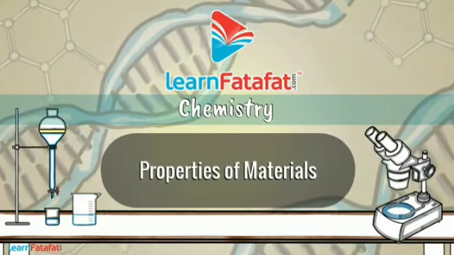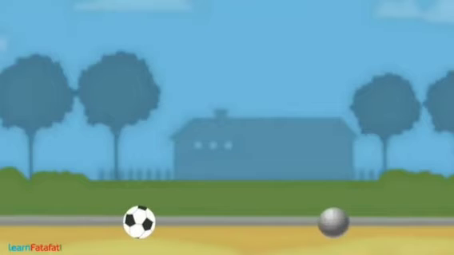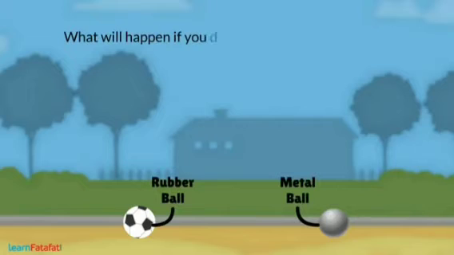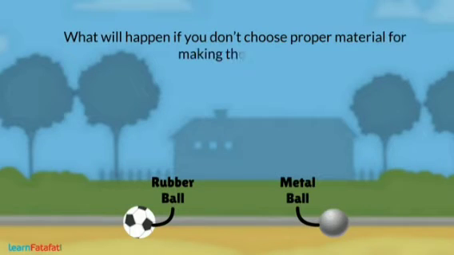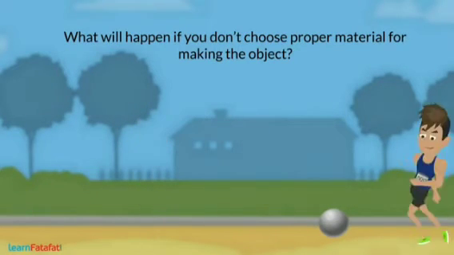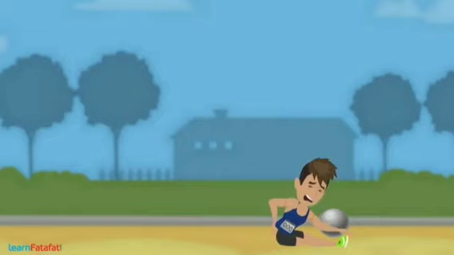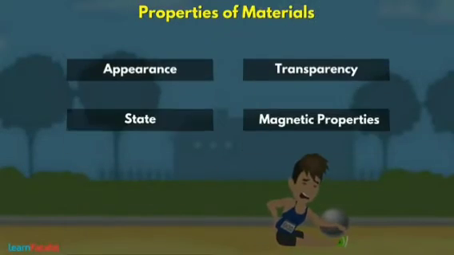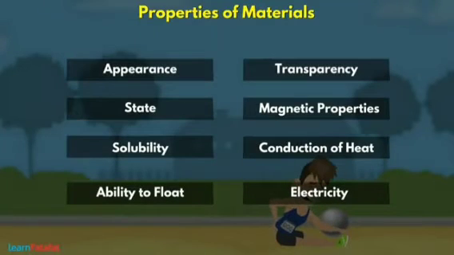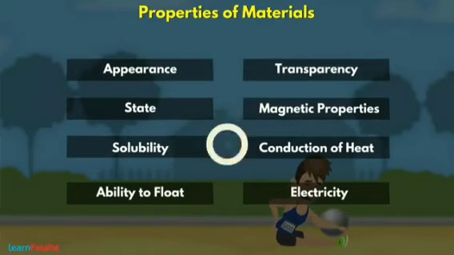Properties of materials. To solve a need, we make objects. These objects are formed from materials. What will happen if you don't choose the proper material for making the object? Definitely, you don't want to be in such a situation. In order to make objects for a specific need, we must understand the properties of materials. We will discuss these properties in this video.